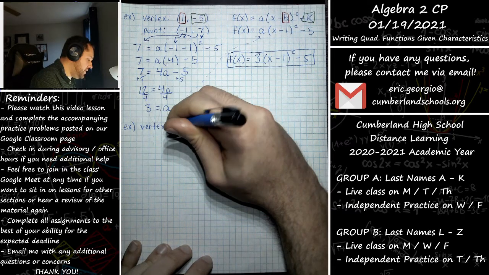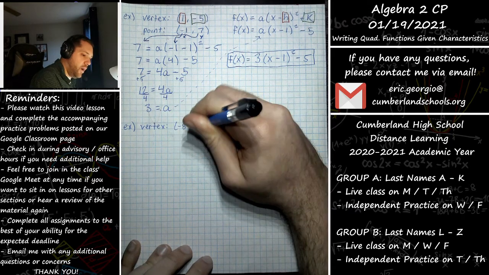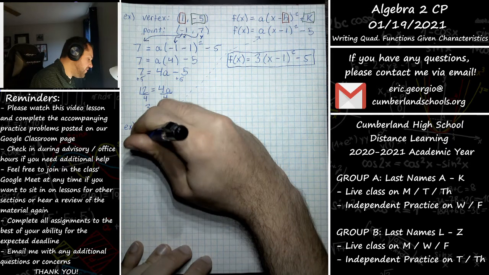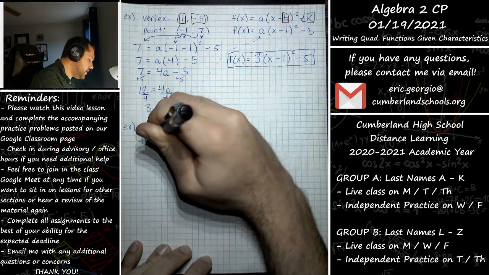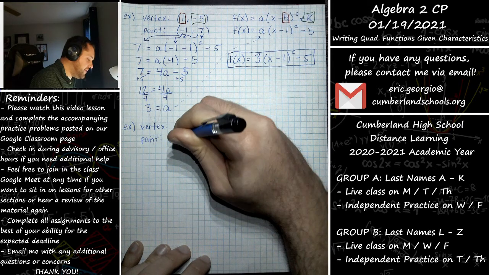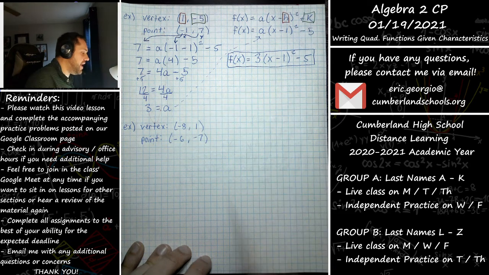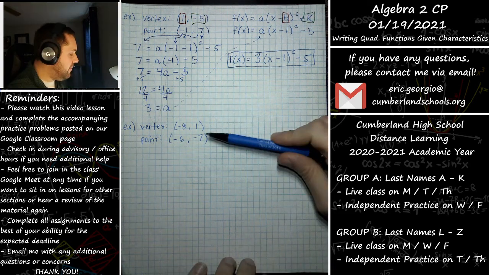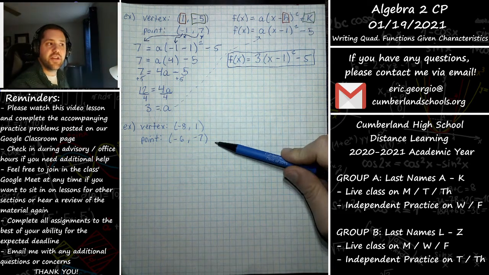of -8, 1, and passes through the point of -6, -7. Again, that means that this is the vertex of the parabola, this guy right here, and this is just some random additional point on the parabola somewhere.